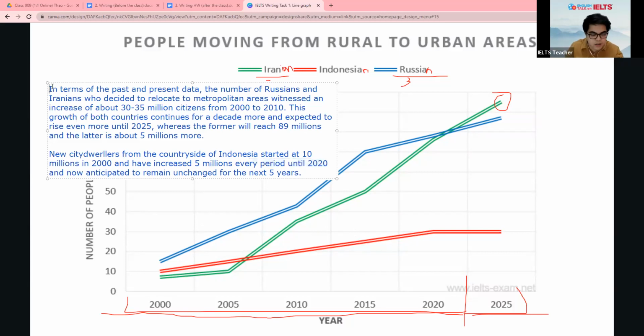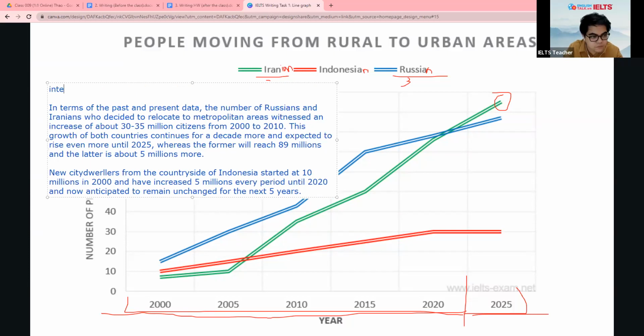If in the introduction you said intervals of 5 years, okay? This one, you don't need math. You don't need to say the increase 5 millions every period until 2020. You don't need to say the number, which is 30 million. You don't need to say it because you already said 5 years interval. So the reader understands that, okay, 2000, 2005, 2010, 2015, 4 times period, every period. But if you don't do this interval of 5 years, you must write the exact amount in here. Okay.